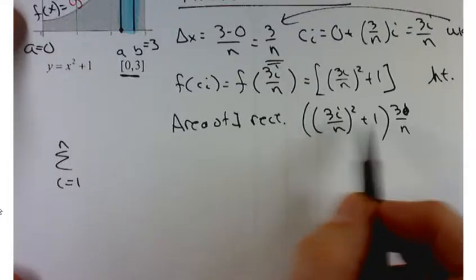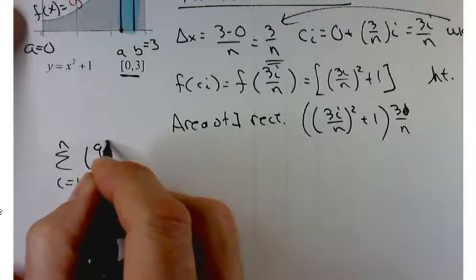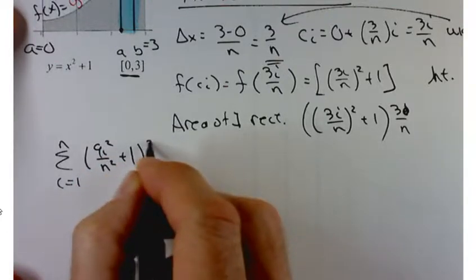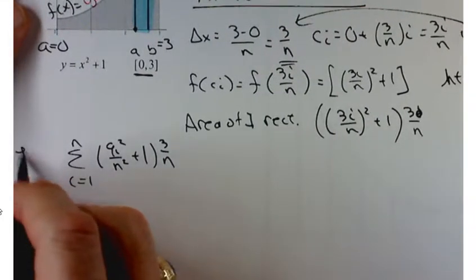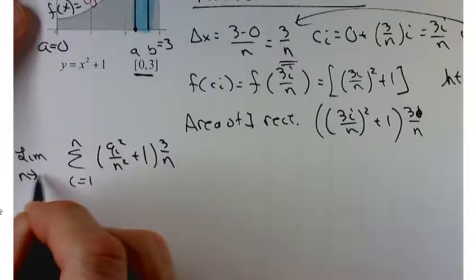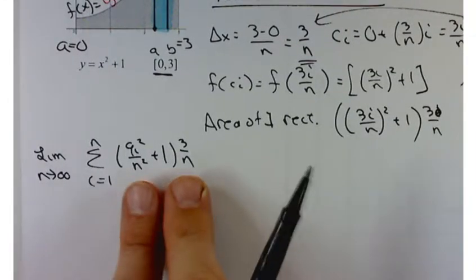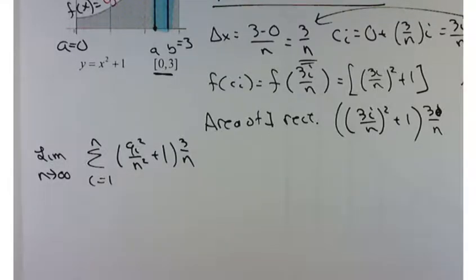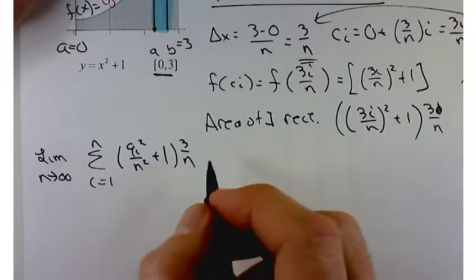And let's start cleaning this up a little bit. That's going to be 9i squared over n squared plus 1 times 3 over n. And I want the limit as n approaches infinity. So this is the area of all our rectangles added up. And I'm going to let the width of those rectangles get really, really small. So hopefully my error is going to vanish, and I'll get the exact area underneath this curve.